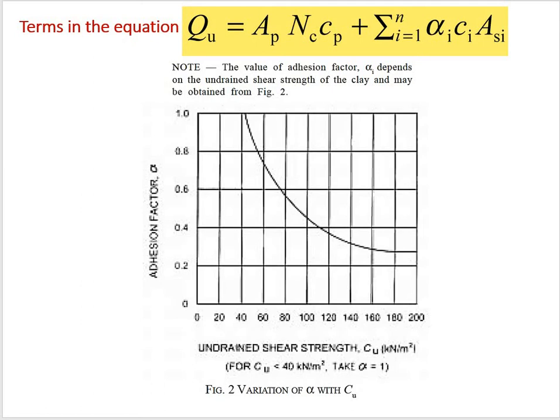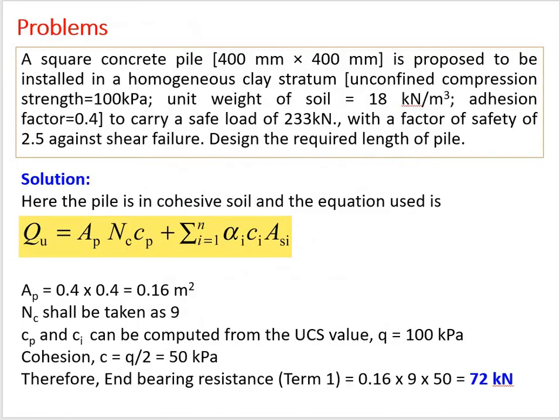Now moving on to another question related to pile in cohesive soils. So here let's go through this question. This is a university question. A square concrete pile, 400 mm by 400 mm, so it is a square pile now, is proposed to be installed in a homogeneous clay stratum. Unconfined compressive strength is given as 100 kPa. Unit weight of soil is 18 kN per meter cube. Adhesion factor is 0.4. To carry a safe load of 233 kN with a factor of safety of 2.5 against shear failure, design the required length of the pile.